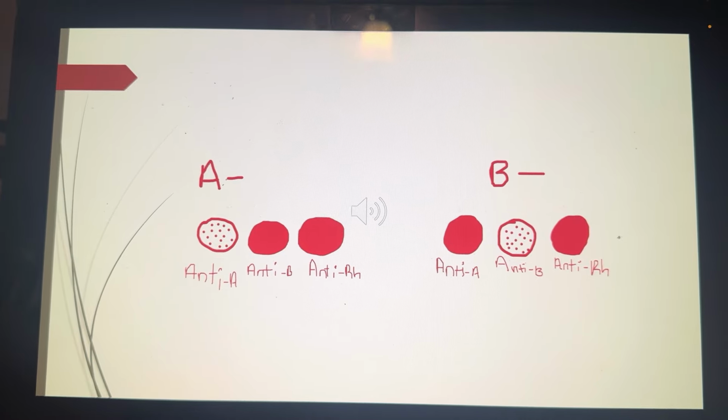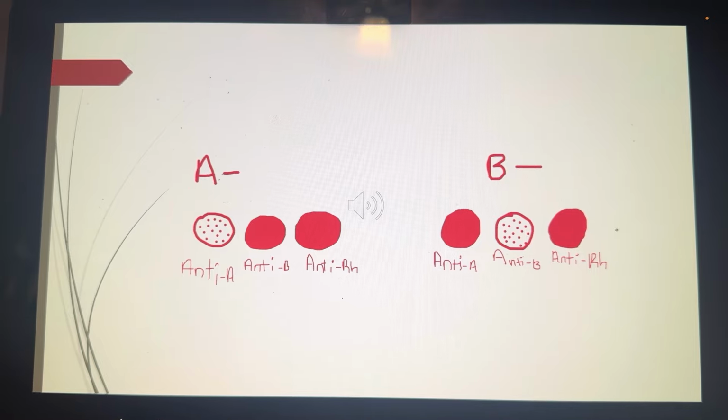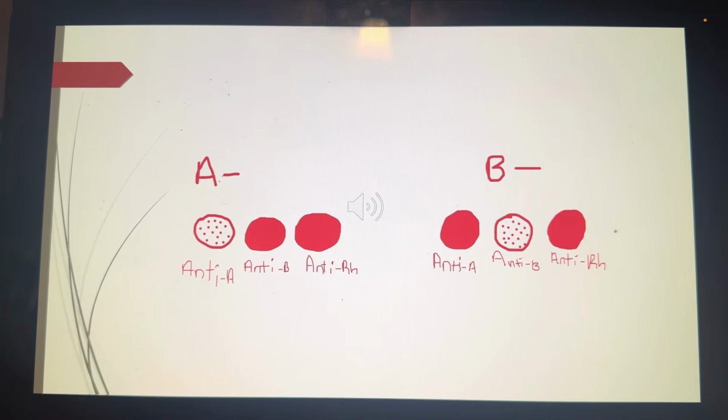In these next few slides, I have tried to show examples of what each blood type would look like on a blood typing test.